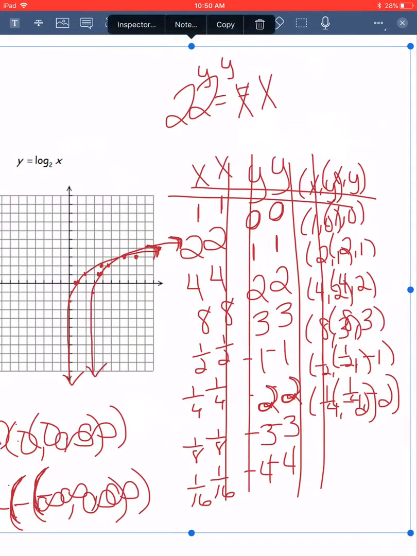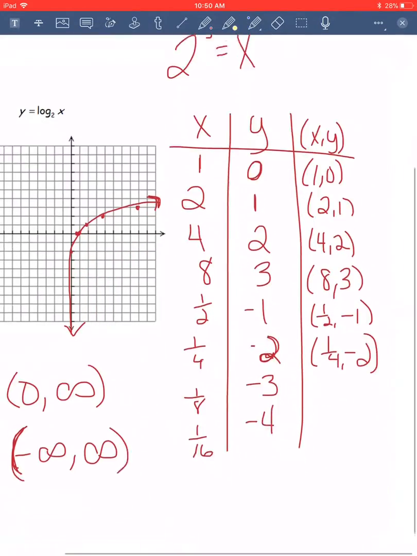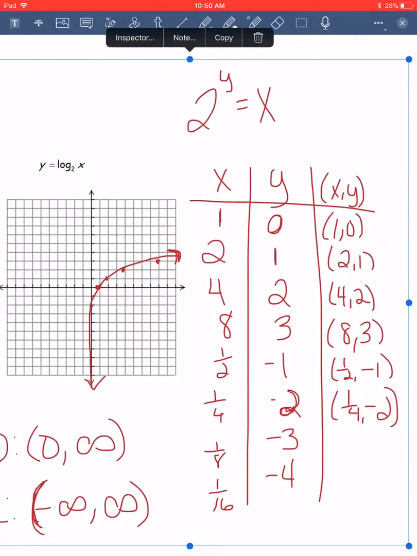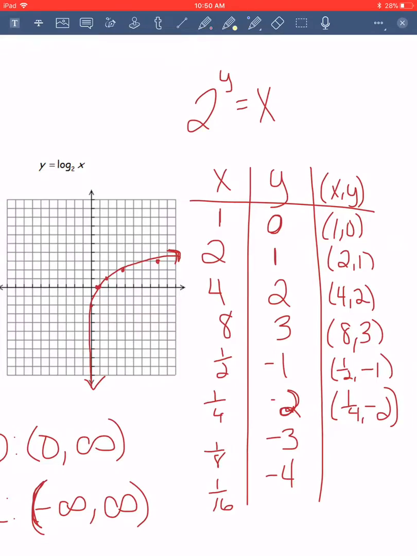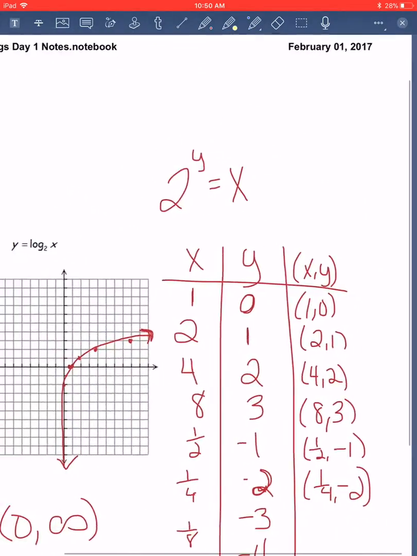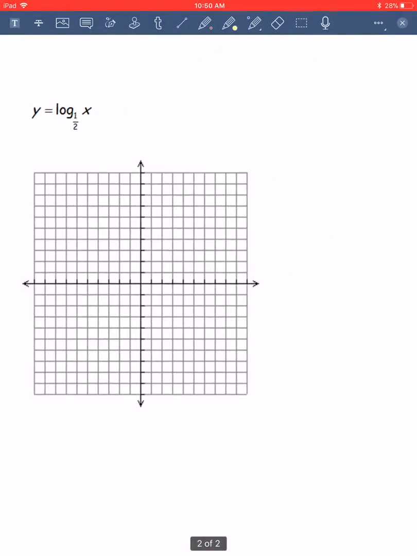Oops, I just messed something up. Okay, where's my next page? Ah, there they are. Okay, sorry about that, technical difficulties.